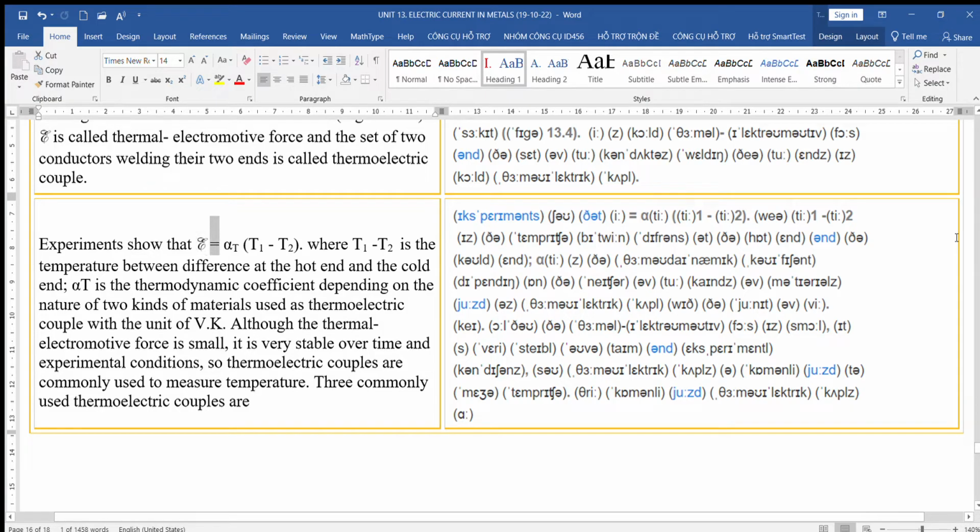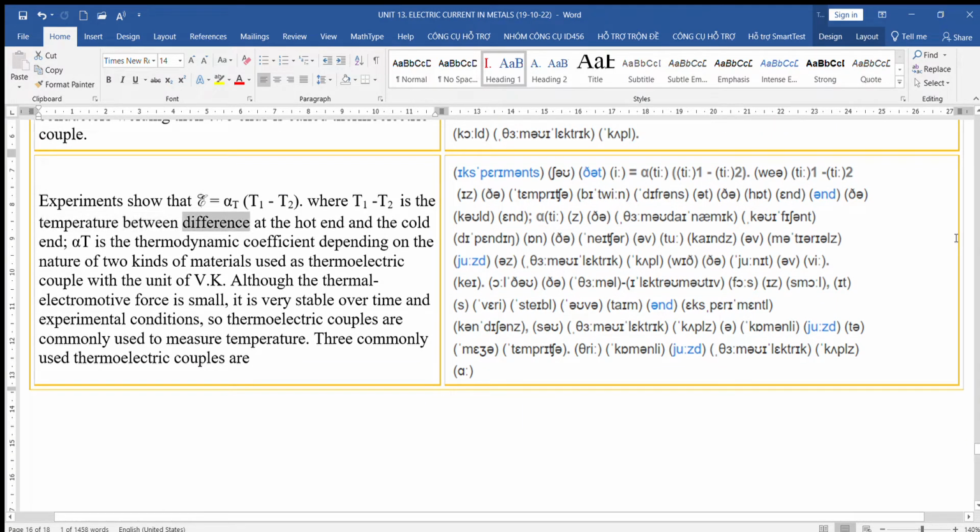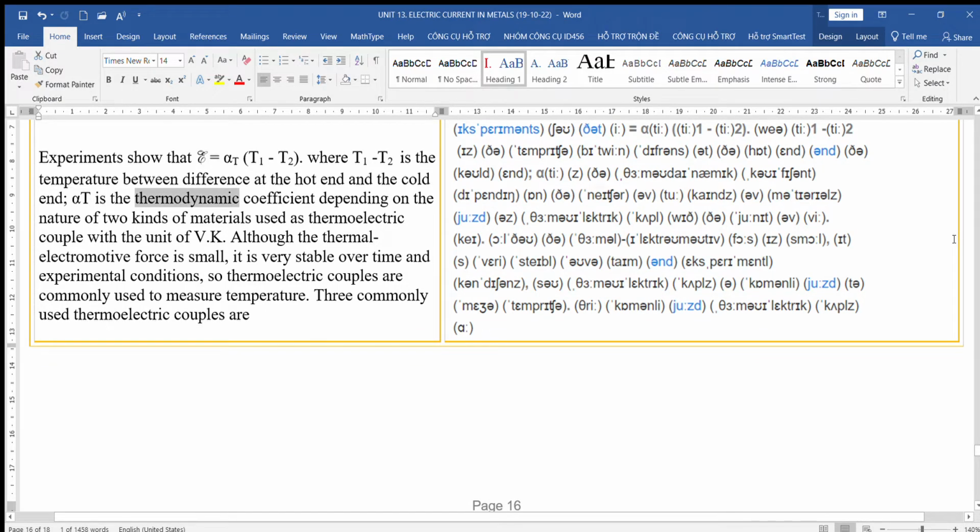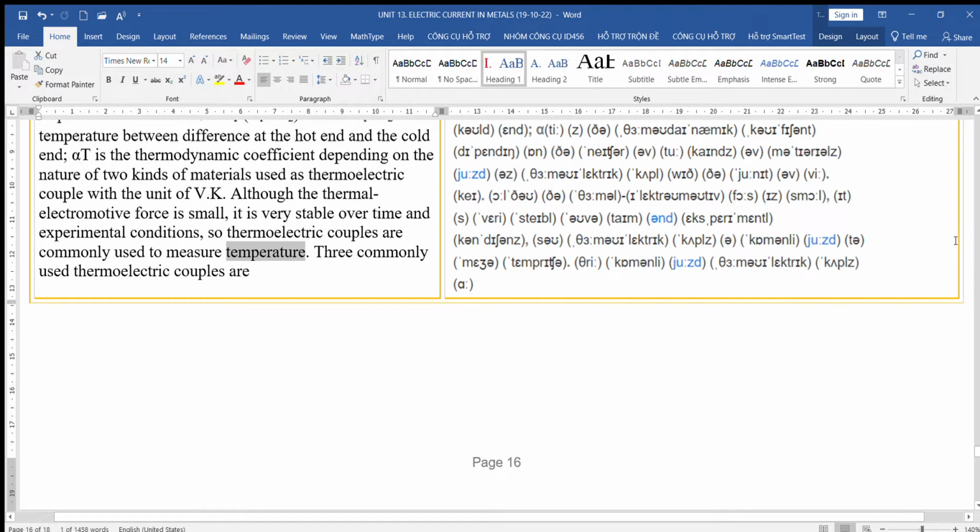Experiments show that E equals alpha_T times (T1 minus T2), where T1 minus T2 is the temperature difference between the hot end and the cold end, and alpha_T is the thermoelectric coefficient depending on the nature of the two kinds of materials used as the thermoelectric couple, with the unit of V/K. Although the thermal electromotive force is small, it is very stable over time and experimental conditions, so thermoelectric couples are commonly used to measure temperature.